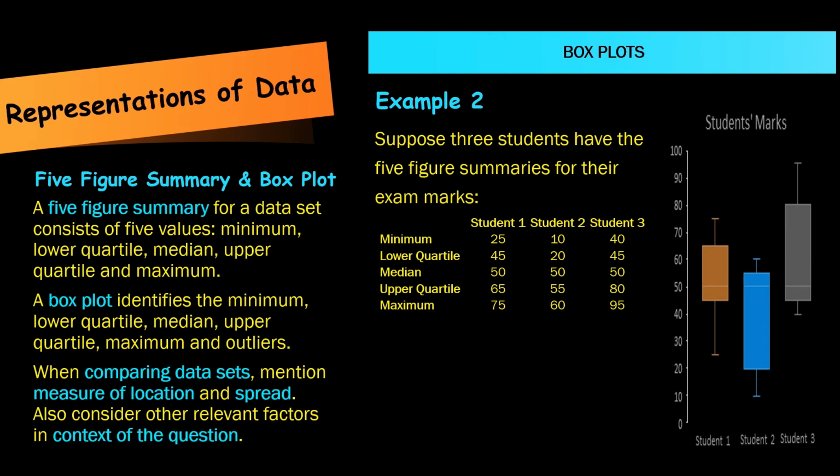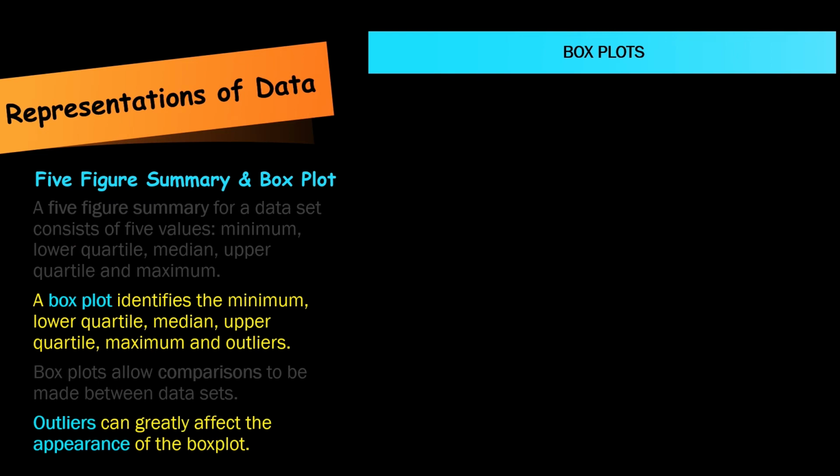So, for example, in box plot 1 or for student 1, the marks seem more balanced in comparison to the other 2. It's not quite symmetric, but it's still more balanced than the other 2 students' marks. Whereas for student 2, as we mentioned earlier, the marks are leaning towards the lower end, and for student 3, the marks are leaning towards the higher end. Outliers can actually greatly affect the appearance of the box plot.